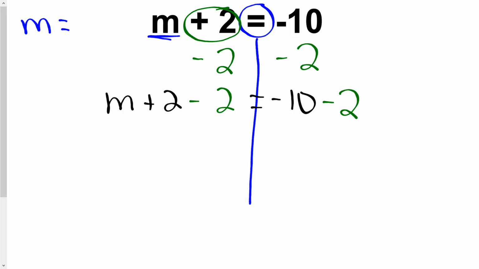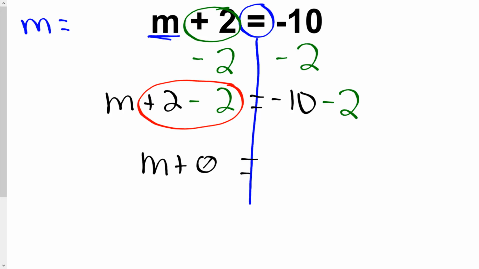Well, I see some like terms happening here. My constants are alike, and that's going to be 2 minus 2, which is just 0 again. Go figure, right? Which equals negative 10 minus 2, which I guess I could just write that out. Negative 2 minus 10 is negative 12, because we're taking away 10, taking away 2, for a total of taking away 12. M plus 0 is just m, so m equals negative 12.